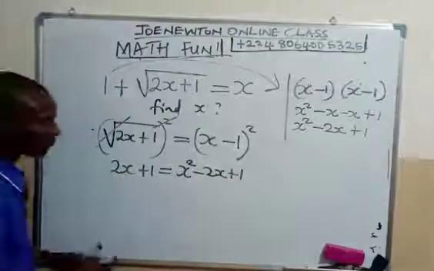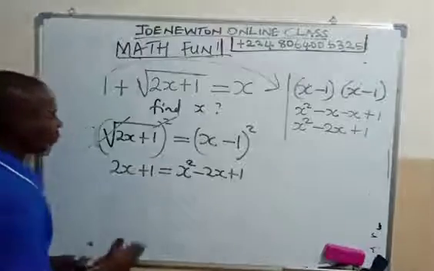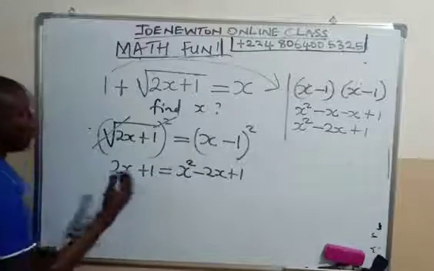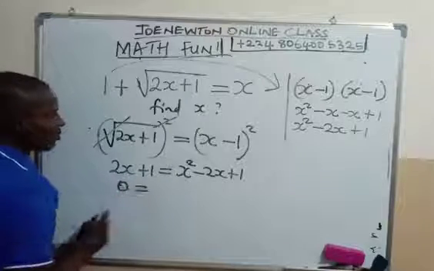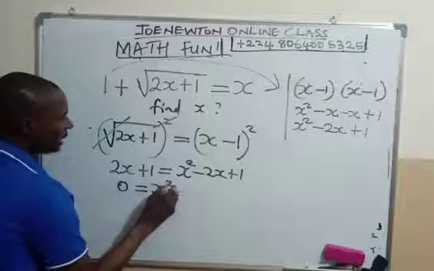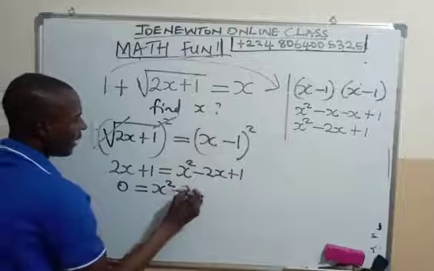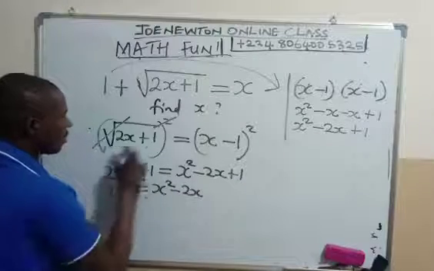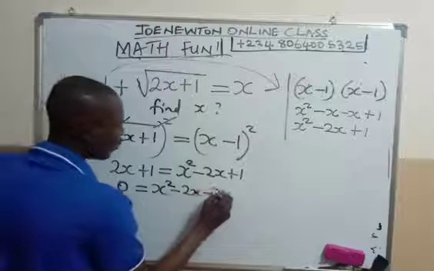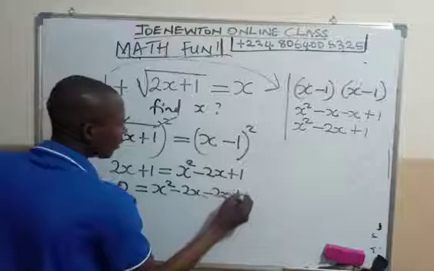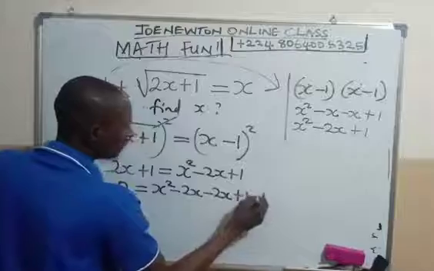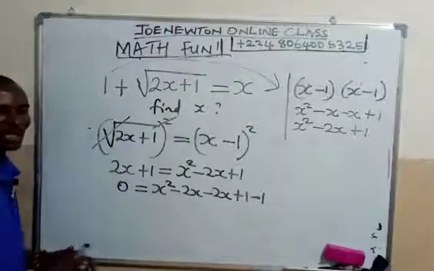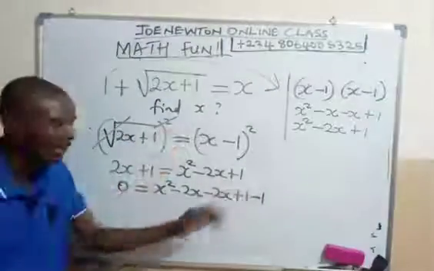At this point, we move this over to this place. When we move this all over to this place, what we have is 0 is equal to x squared minus 2x. Then when this one comes over here, it becomes minus 2x as well. Then plus 1. When this plus 1 comes over here, it becomes minus 1. That's what we have by collecting like terms and taking them all over here.